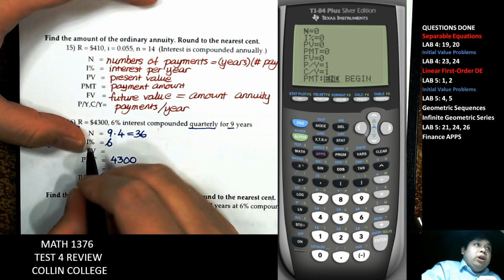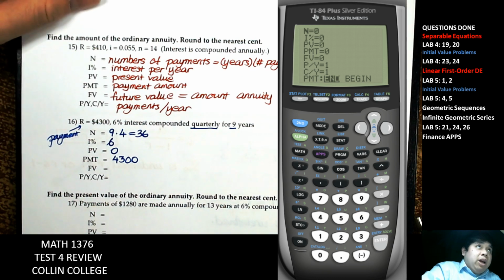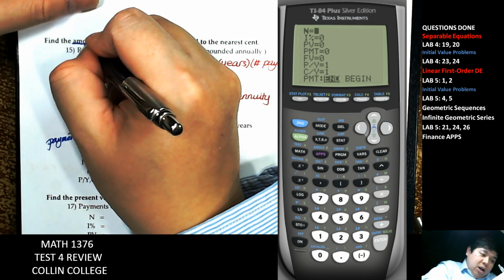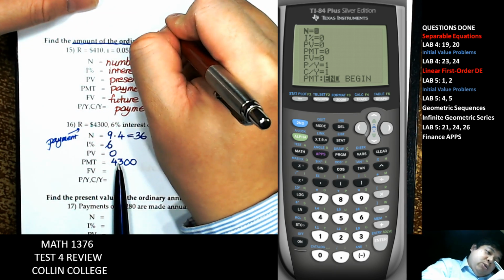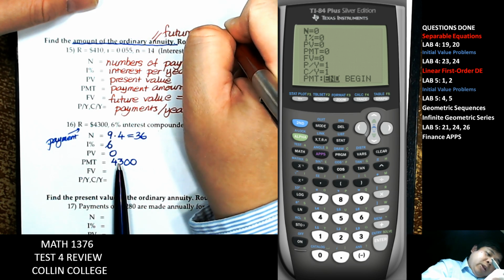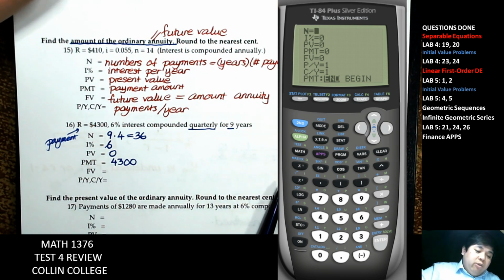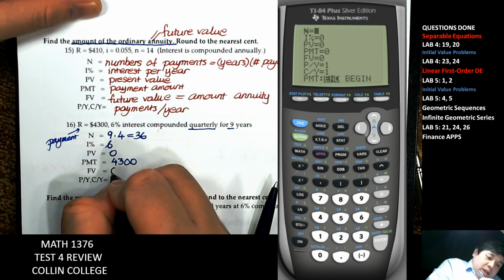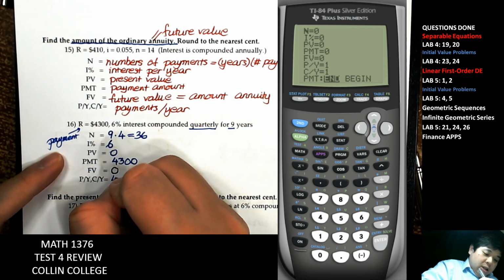The present value, we have nothing at the moment. They ask for the amount of the annuity, which means this is the future value. We don't know what that is, so we're going to put 0 for the moment. I put 0 here. And the payments per year, there will be 4 times a year.